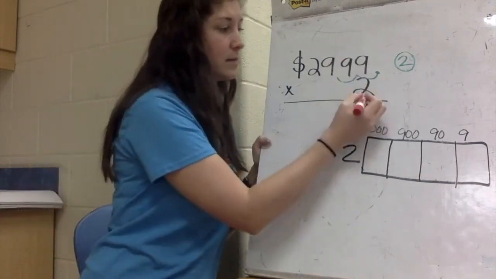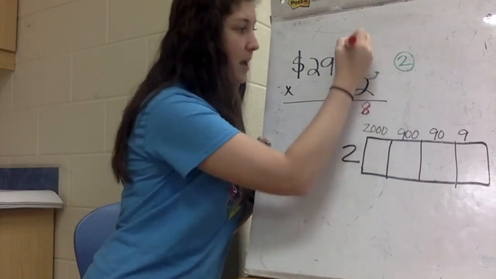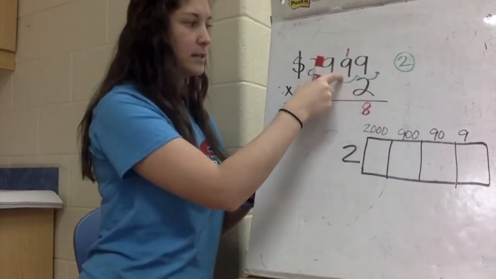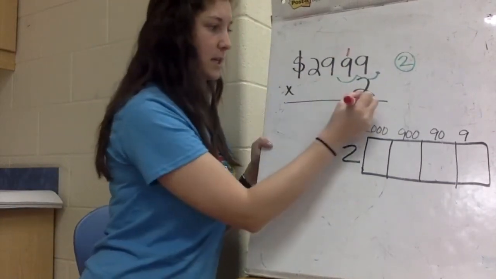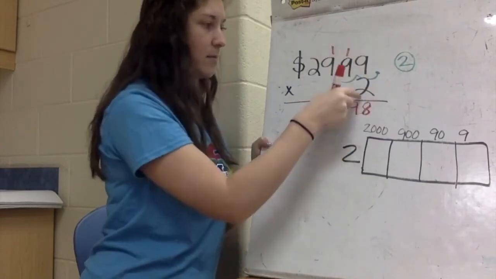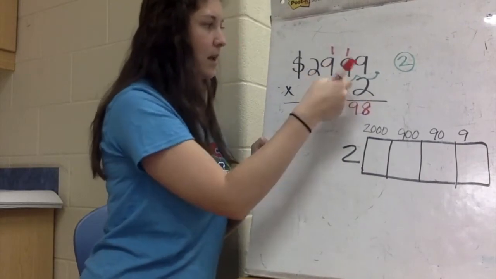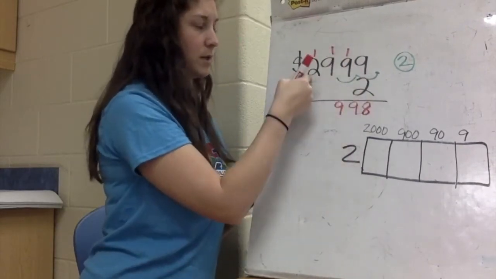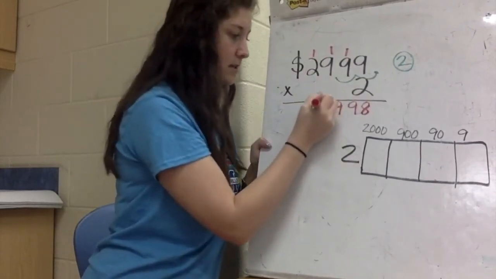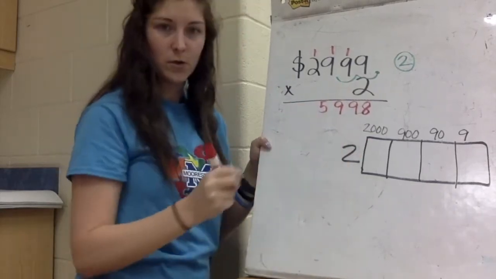So I know that 9 times 2 is 18. 8 down, carry your 1 up. 9 times 2 is 18, plus 1 is 19. Carry my 1 up. 9 times 2 is 18, plus 1 is 19. Carry my 1 up. 2 times 2 is 4, plus 1 is 5. So I'm going to multiply down here.